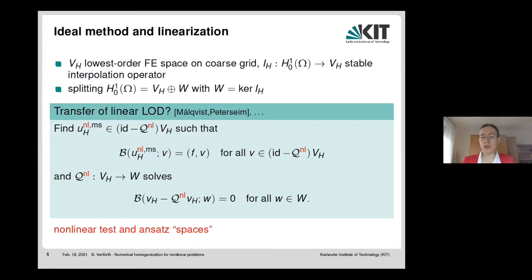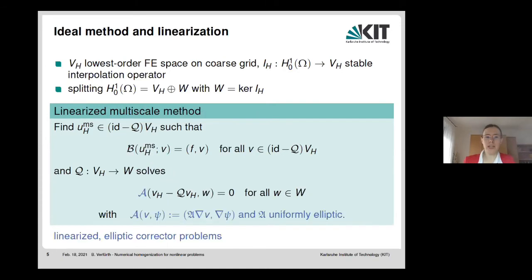This all motivates us to take a different route here, and especially we will consider a different construction of these correction operators. This leads me to the linearized multiscale method. Still we seek a multiscale solution UHMS in a slightly different space now, which we use as our test and ansatz space to solve this nonlinear coarse scale problem.